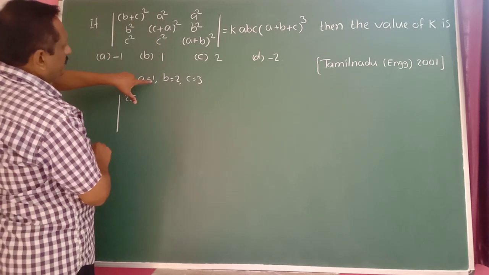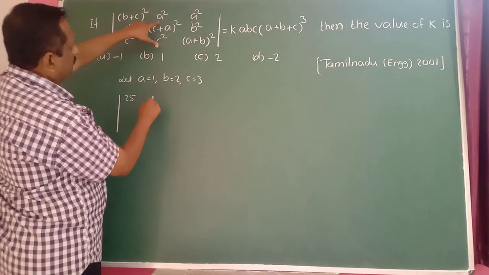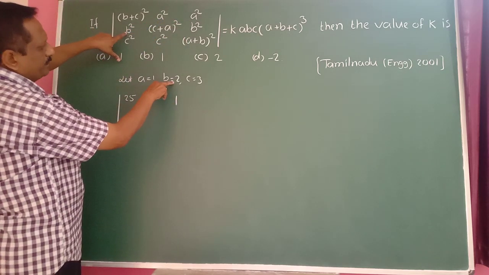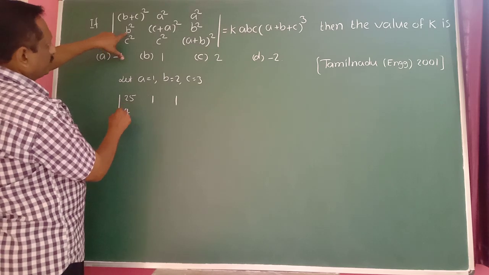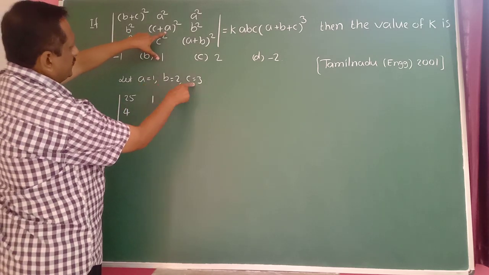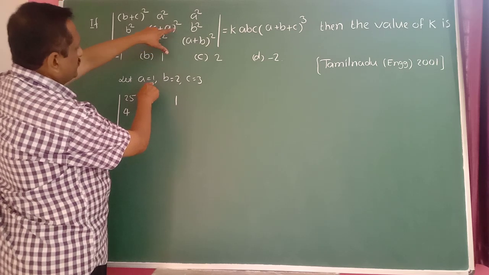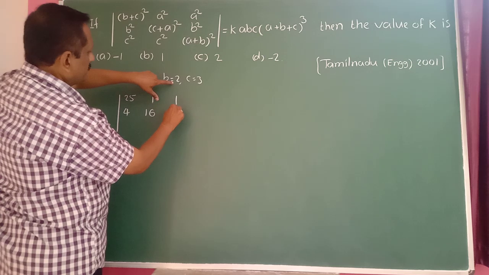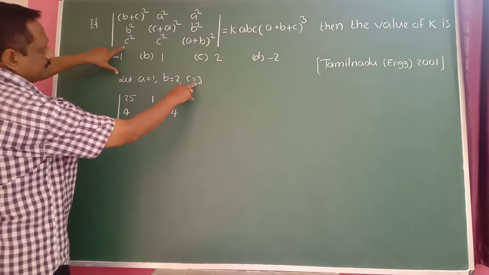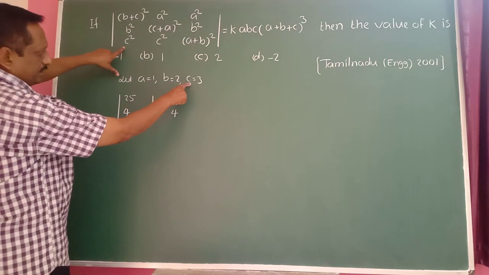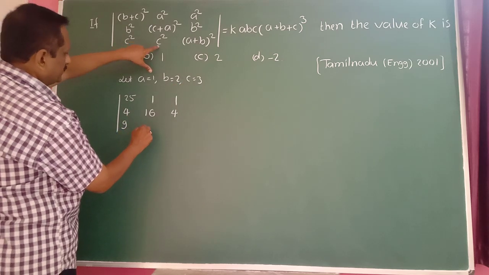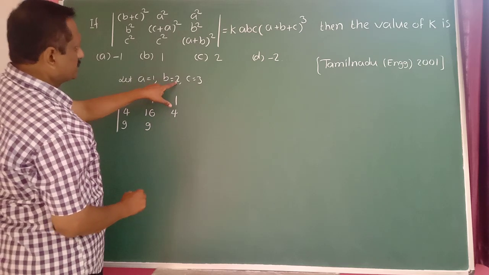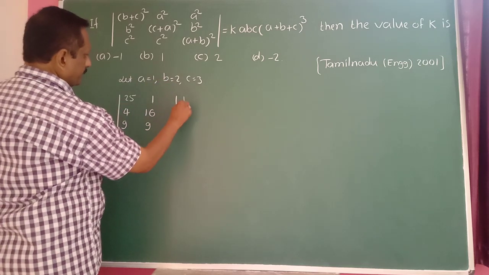Then a square, a value is 1 here. So 1 square is 1. Again a square is 1 here. Then the b square, b value is a 2 here. 2 square is a 4. C plus a, 3 plus 1, 4. 4 square is a 16 here. Then the b square, 2 square is a 4. Then the c square, c value is 3. 3 square is 9. Again, 3 square is a 9 here. A plus b means 1 plus 2 gives 3. 3 square is a 9 here.